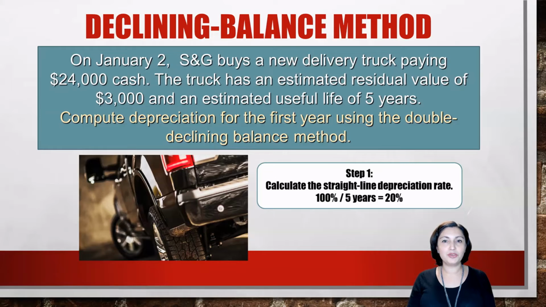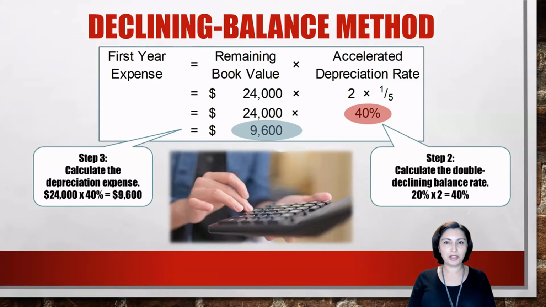The first step is to calculate the straight-line depreciation rate. Remember, this is done by dividing 100% by the asset's useful life. In this case, divide 100% by the 5 years useful life to get a straight-line rate of 20%. The second step is to calculate the double declining balance rate. Do this by multiplying the straight-line rate times 2. In our case, it is 20% times 2 equal to 40%.